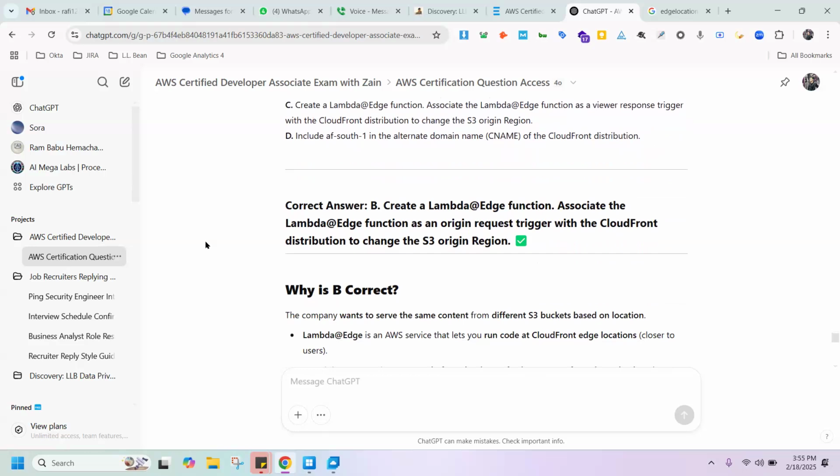And D is also fully incorrect. Why? Because it talks about creating a domain in the South Africa region and attaching it with your application. So that's not correct, right?